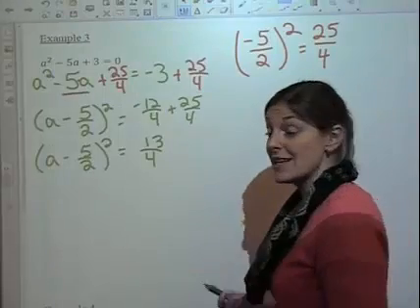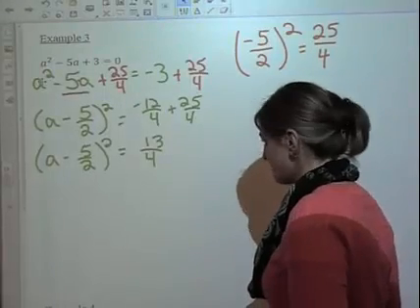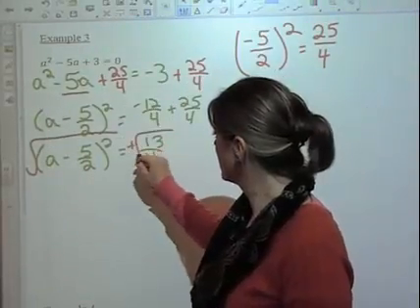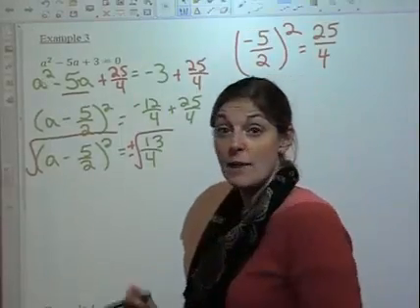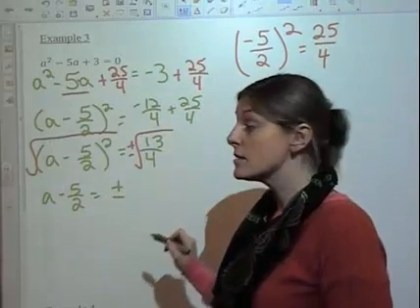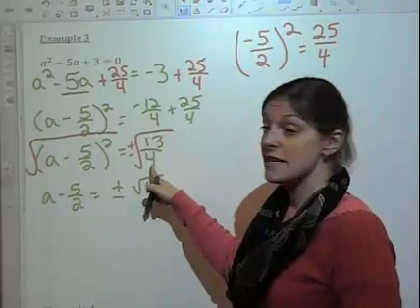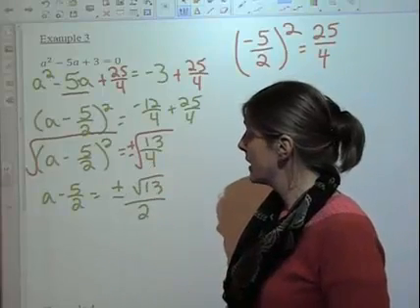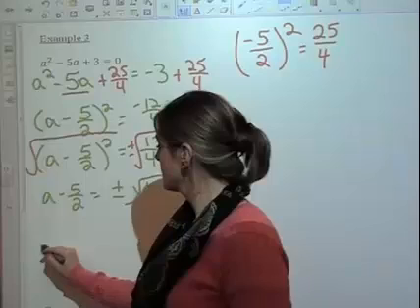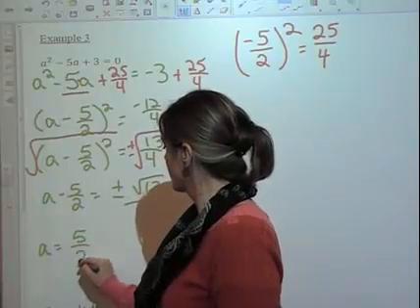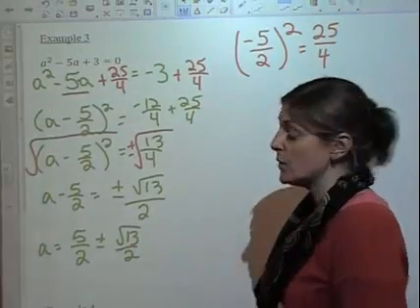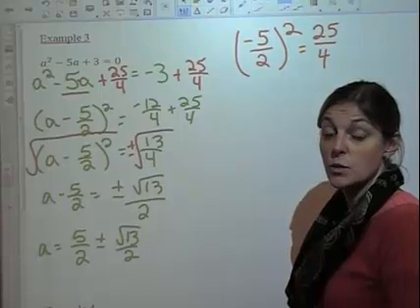Then we need to take the square root of both sides, just like we did for examples 1 and 2. Don't forget your plus or minus here. So we have a minus 5 halves equals plus or minus square root of 13, and then we can take the square root of 4. That just becomes 2. And then our last step is to add that 5 halves over. So we have a equals 5 halves plus or minus square root of 13 halves.